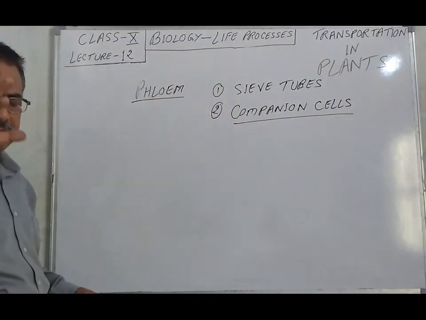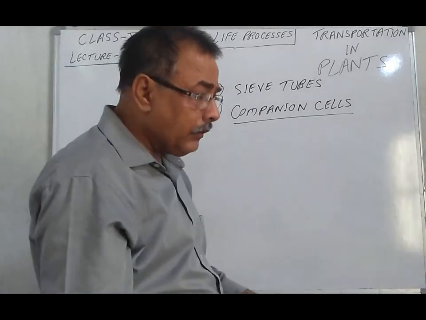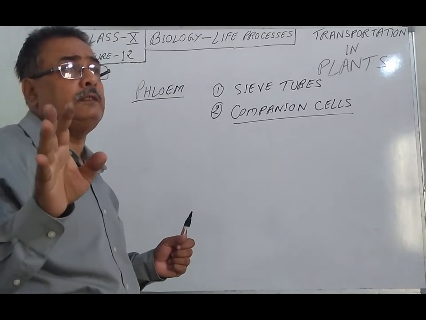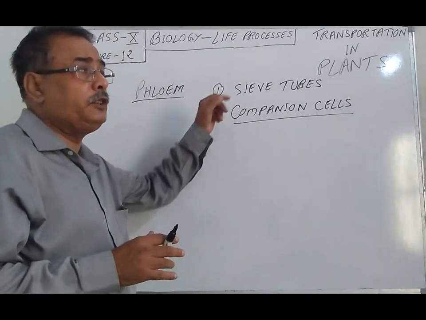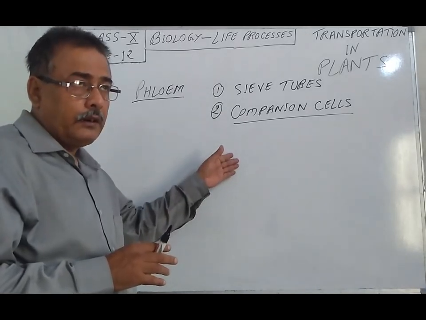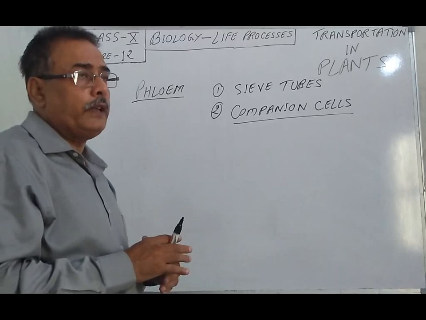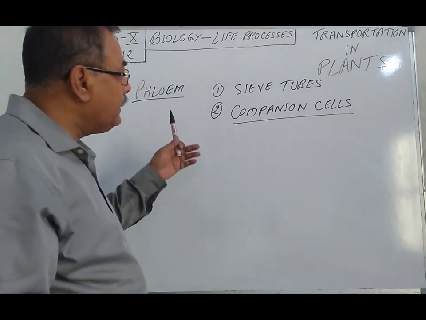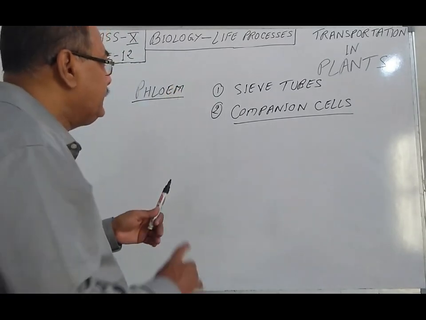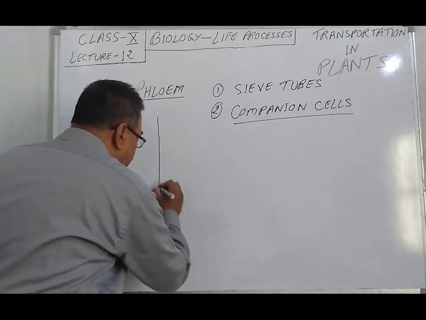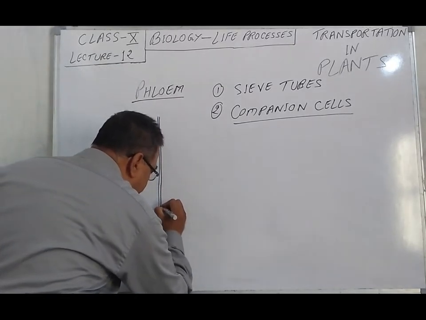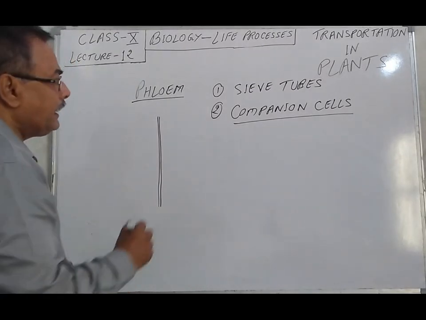In the previous class, in 9th, we had learned that there are 4 different kinds of cells present in phloem. First is sieve tube, second is companion cells, third is phloem fiber, and fourth is phloem parenchyma. But here in class 10, we will learn about these 2 cells only. Sieve means a strainer. These are cells with very minute pores. Sieve tubes.